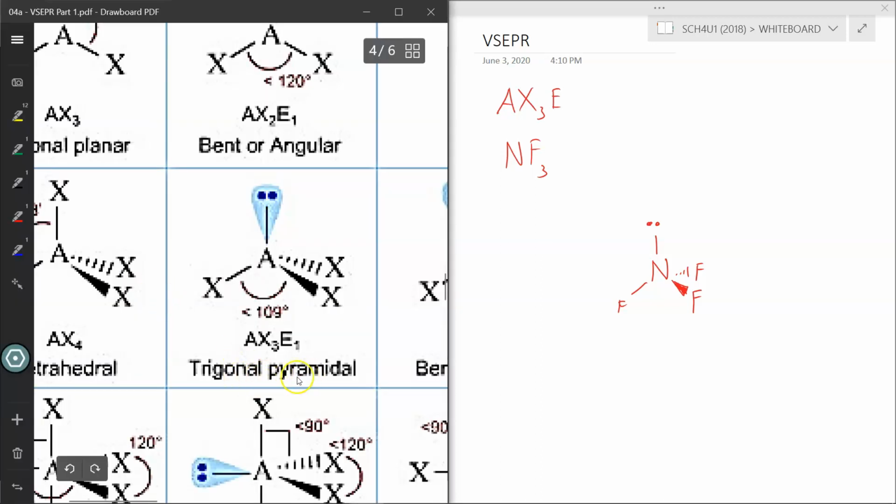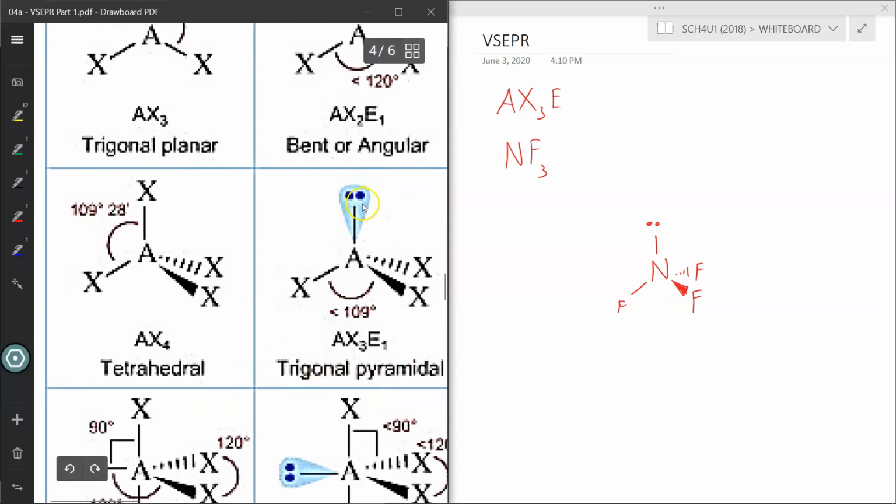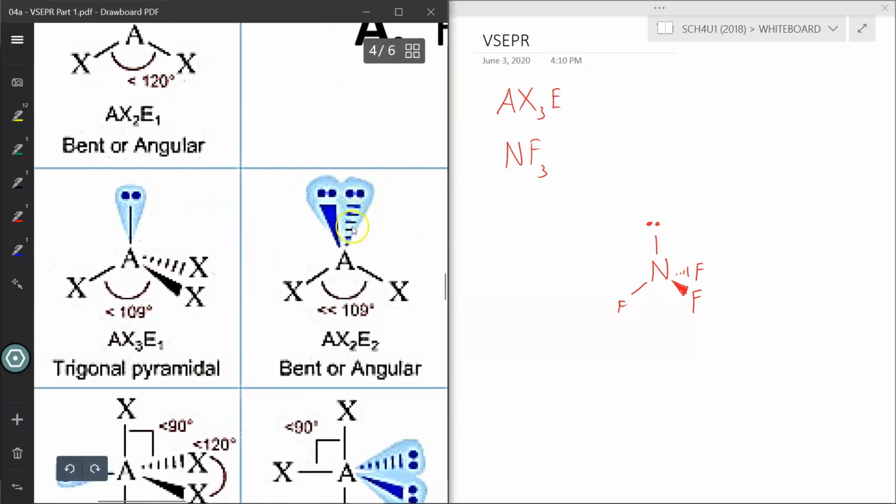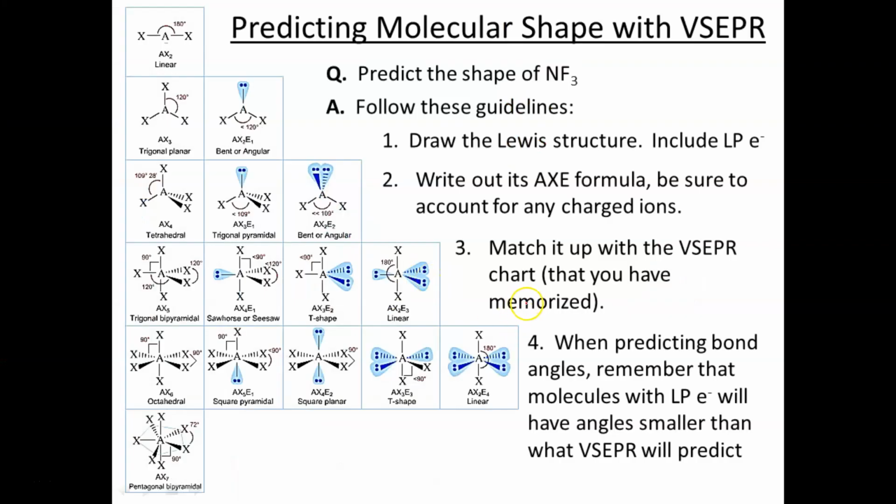All right, trigonal pyramidal. Now you'll notice because of the lone pair electrons that force the electrons closer together, it's going to be less than 109.5 degrees. And if I had another lone pair there, it would be much, much less than 109 degrees. And the shape would be a bent shape because we're only looking at the atoms and their configuration where they're located. All right, so let's recap.